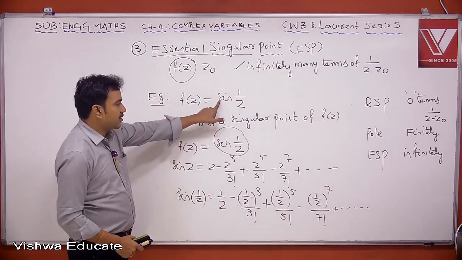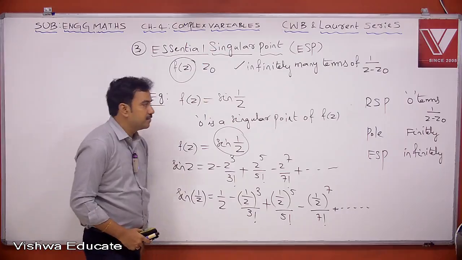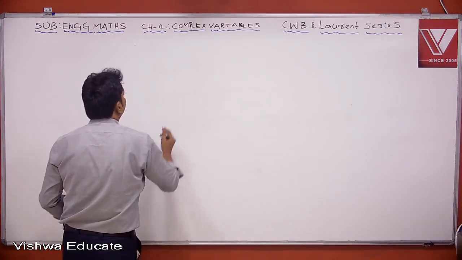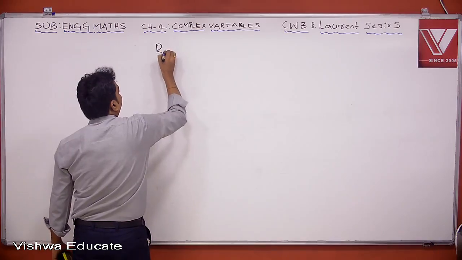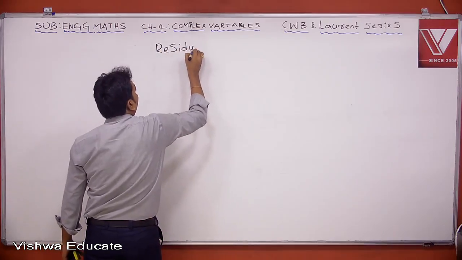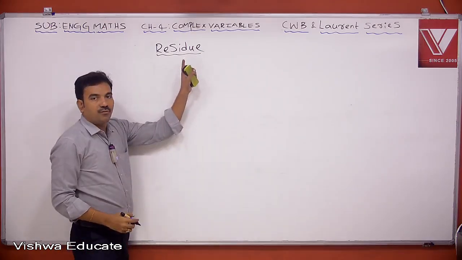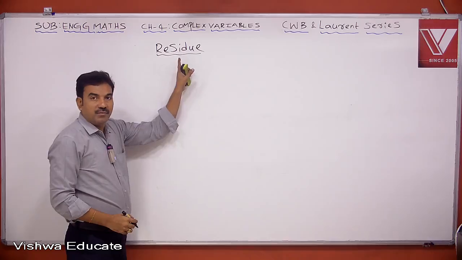Now you start with this example followed by this. Now this is the end of types of singular points. Next concept is residue. Very important. In fact, residues are very useful in complex integration.